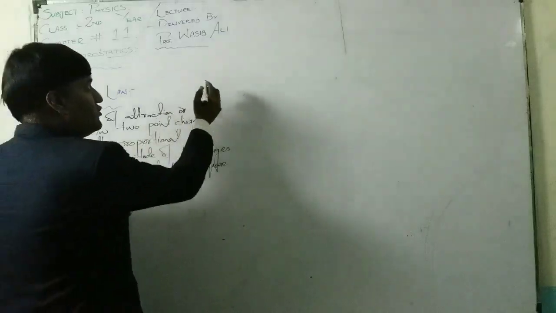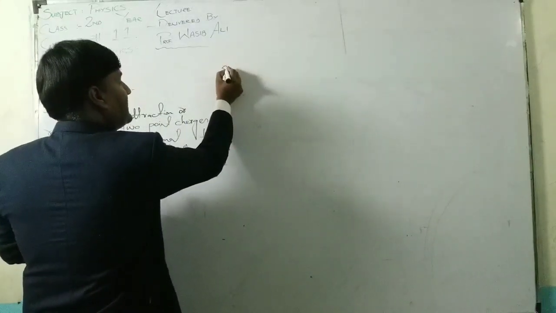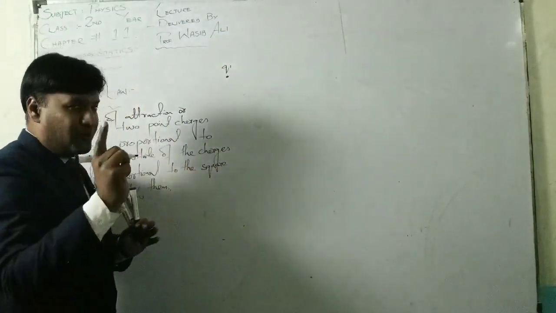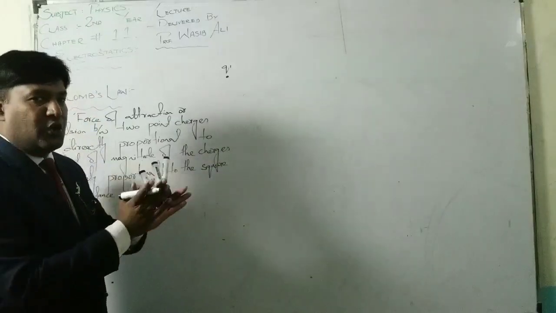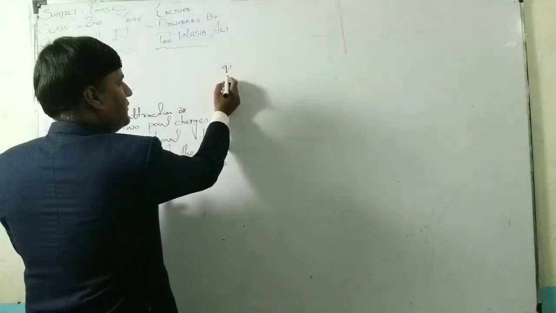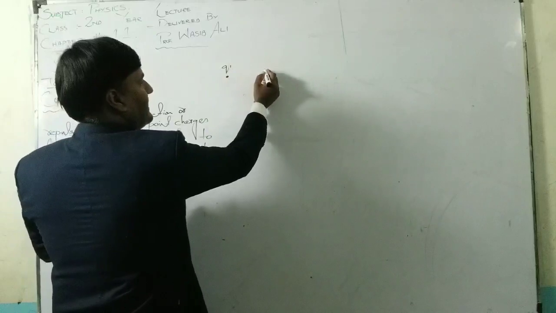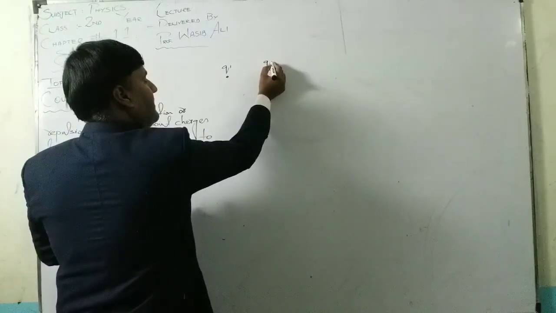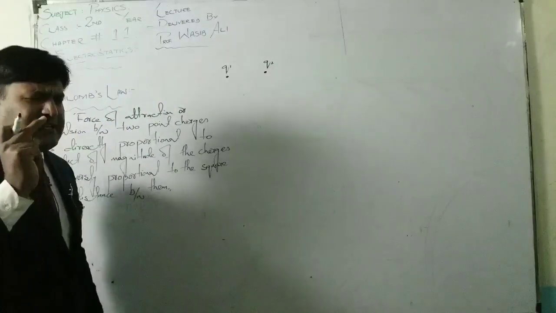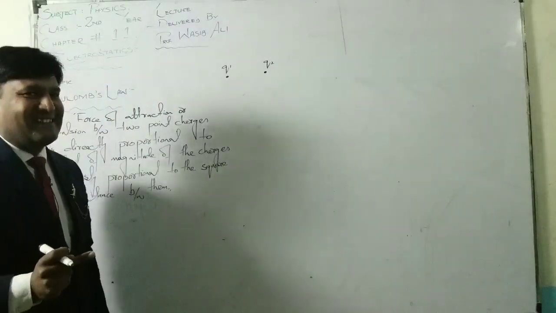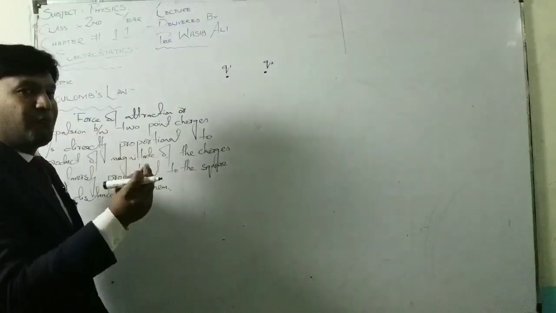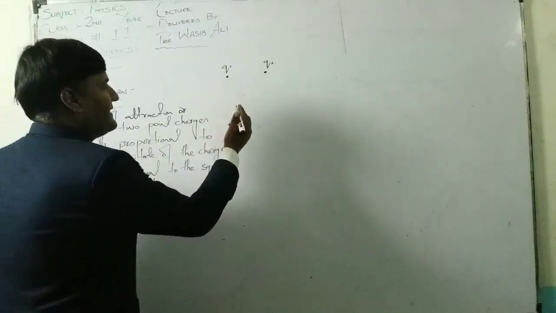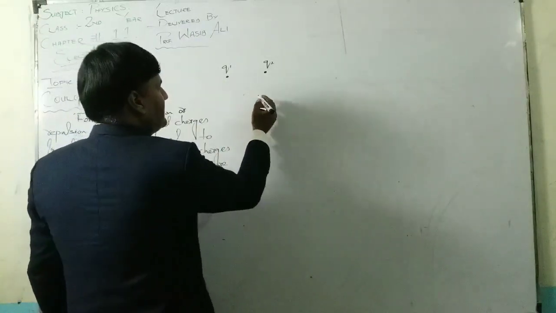Let us consider 2 point charges. The first charge is Q1. You know that the symbol of the charge is Q, so we will represent one charge with the symbol Q1. We have another point charge whose symbol is Q2. A question might arise in your mind: what is a point charge? So I will write the definition of the point charge.